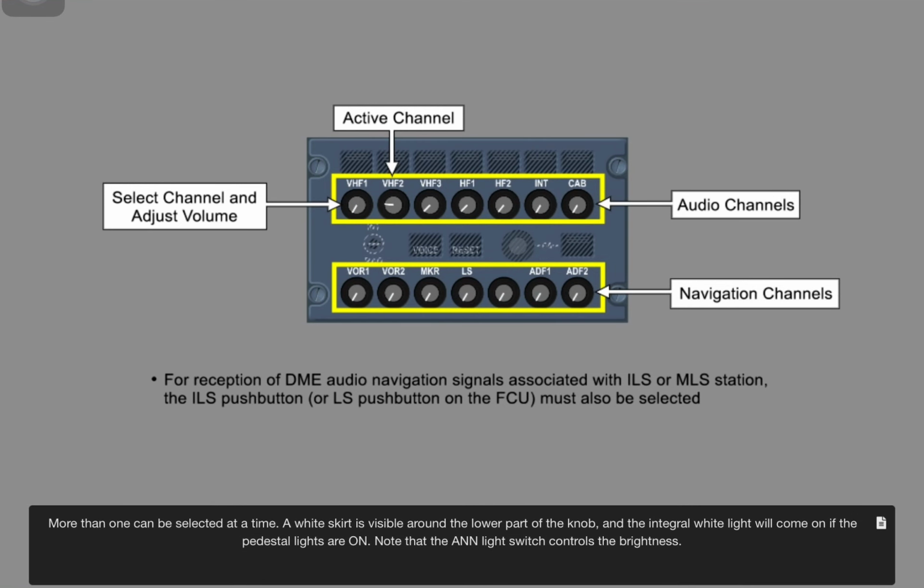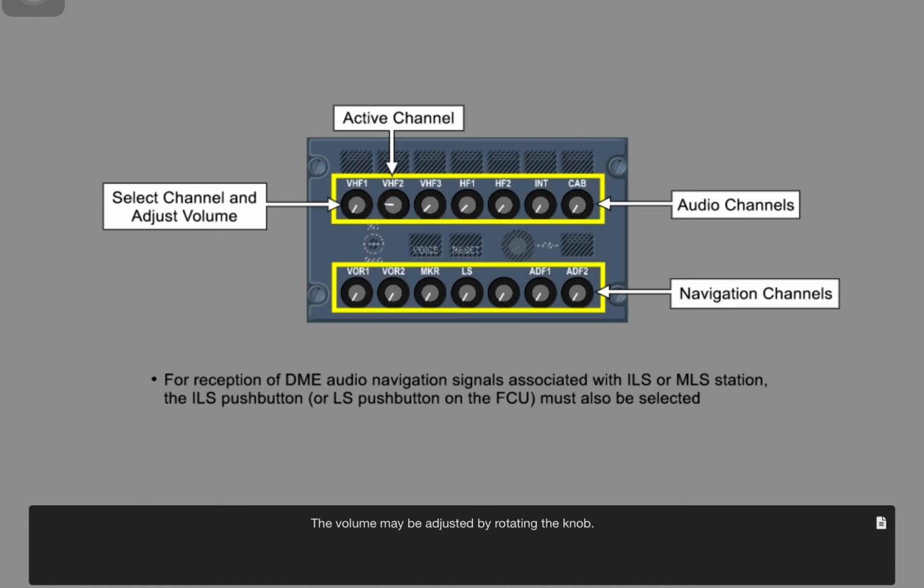A white skirt is visible around the lower part of the knob, and the integral white light will come on if the pedestal lights are on. Note that the annunciator light switch controls the brightness. The volume may be adjusted by rotating the knob. Select the VHF 1 reception knob to select that receiver.